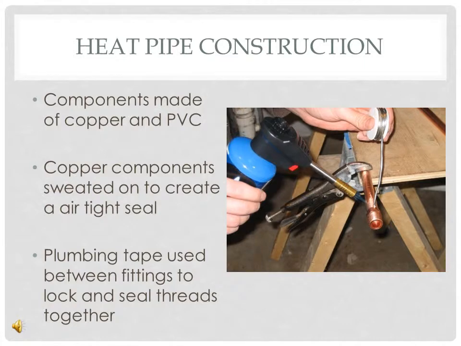Heat pipe construction. The components of the heat pipe that we chose were copper and PVC. The copper components were sweated together using a torch and solder to form an airtight seal to continue to hold that fluid under vacuum. Plumbing tape was utilized to fit the PVC and copper together via male and female threads.